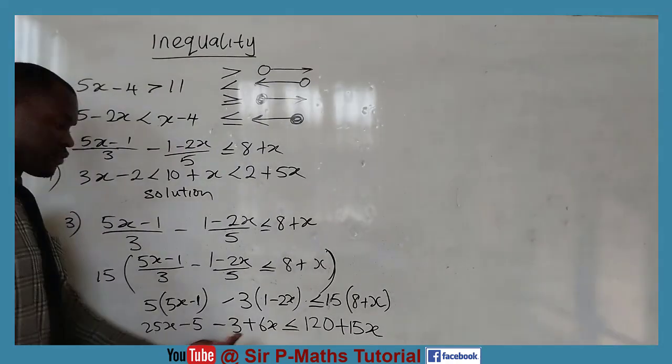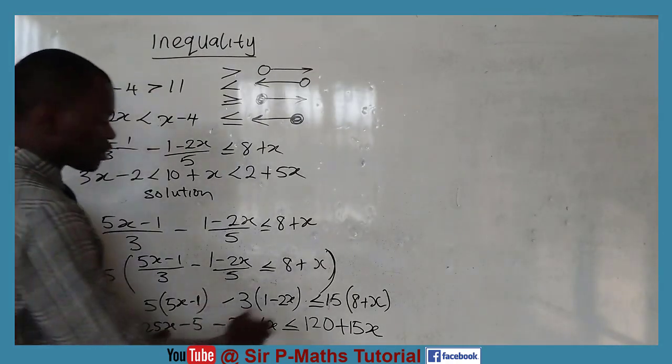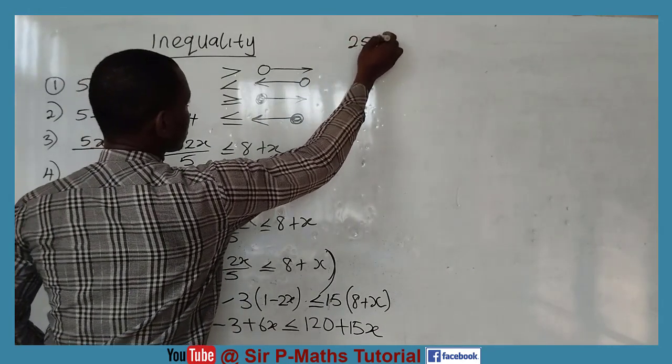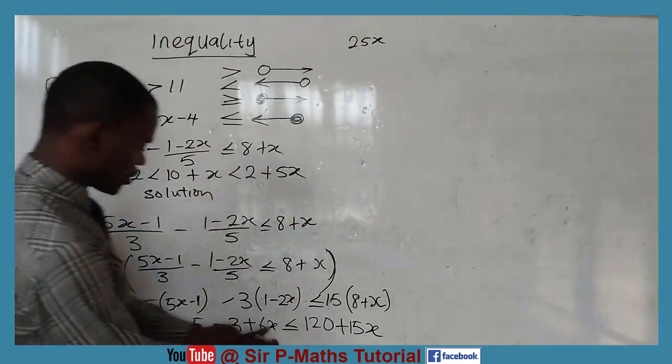Collecting like terms, all the variables will come to the left, the numbers will go to the right. So I have 25x, and then I have plus 6x.